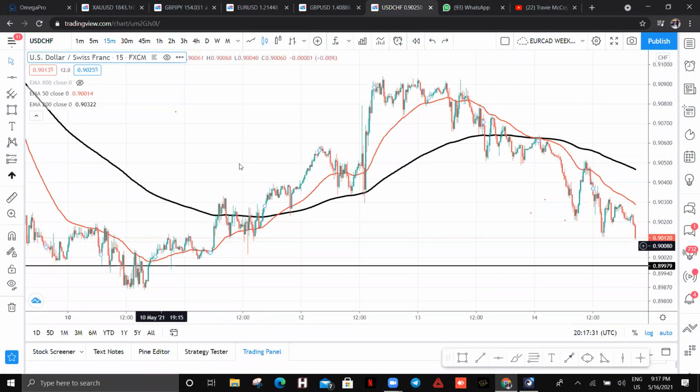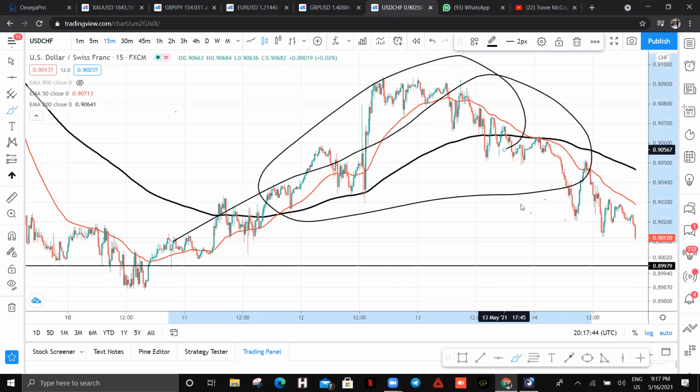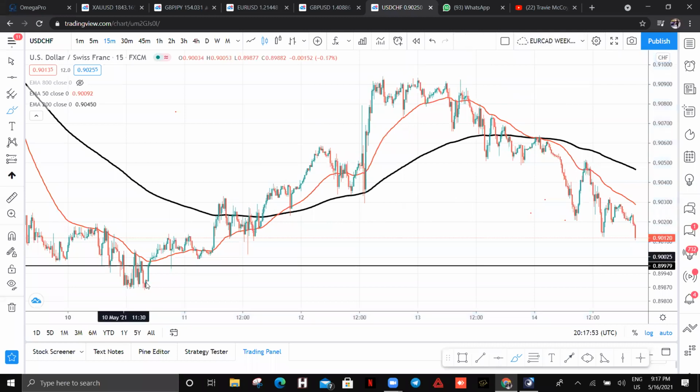Okay, now let's assume all this has not happened. Let me use a draw. All this from here up to this place, this move has not happened. Let's just assume it hasn't happened. Now, on how to enter this pair, let's say price came all the way from this place down to this place. Let me expand it so we can see it very well.